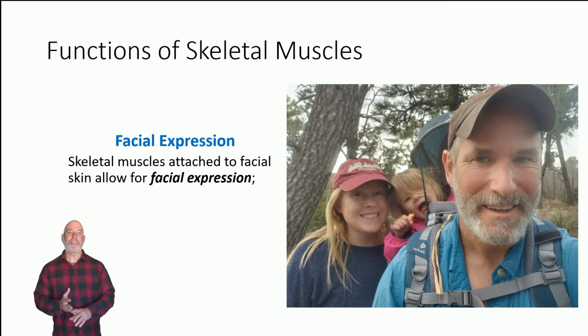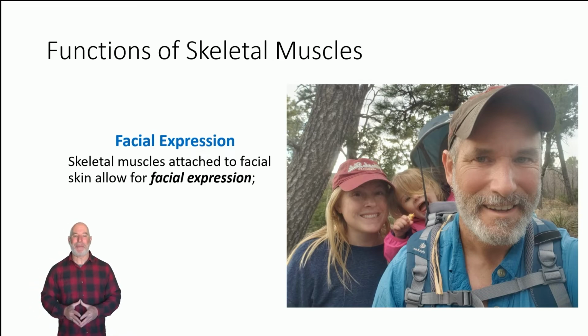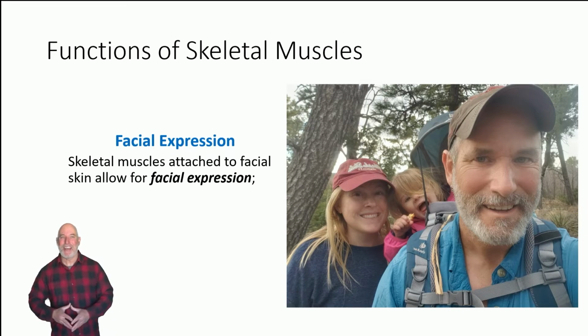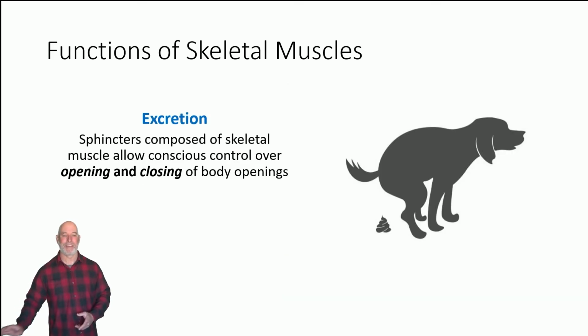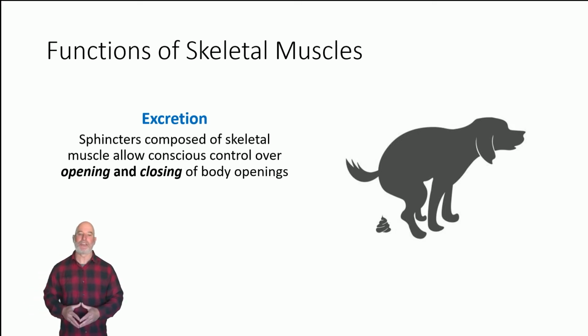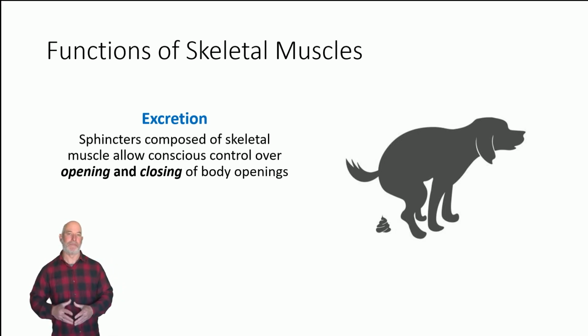Okay, muscle movement, keeping us warm from shivering. We can also do facial expressions as well. So there's my happy family. We're all looking happy there, making our happy faces. And of course, that is made by all the different muscles in our face, moving and contracting, giving us facial expressions, which we can use for nonverbal communication. And of course, we can also use muscles for excretion. We have our sphincters, which are skeletal muscle that we can use for opening and closing.